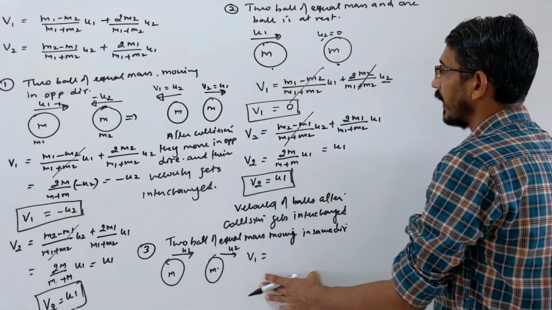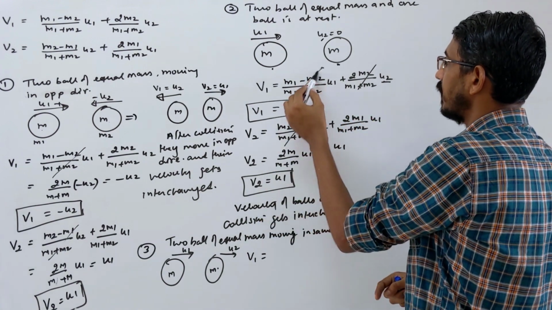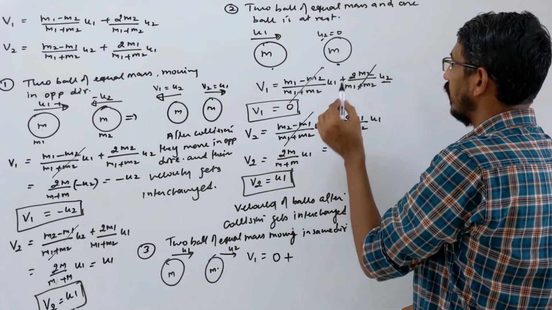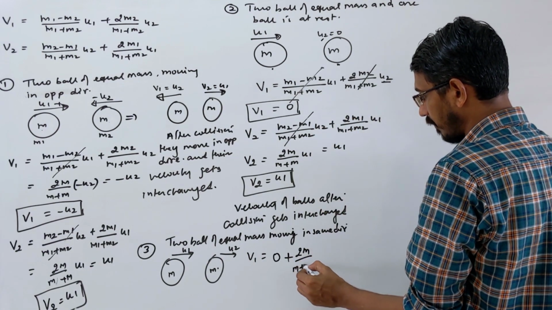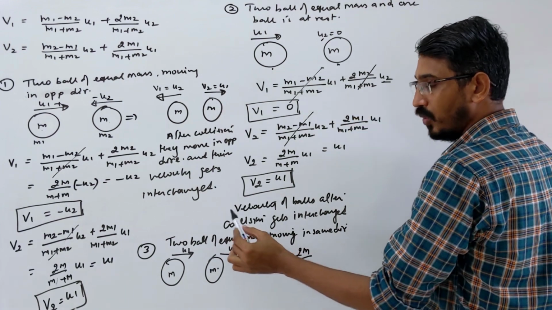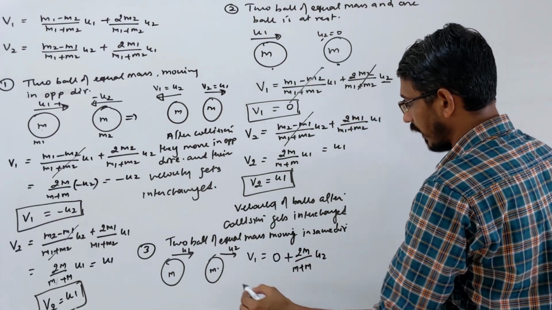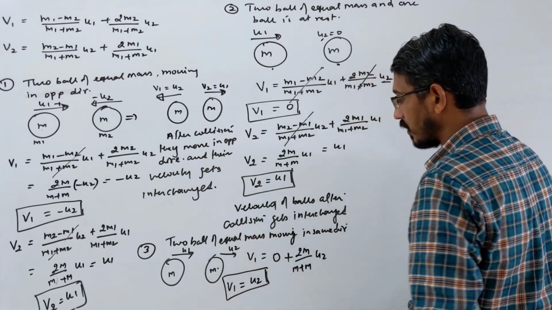So I am not writing the formula again, look at this formula only. In this formula again this term will be 0, since m1 minus m2 is 0. Second term, 2m upon m plus m into u2. So this gets cancelled. If you see carefully, v1 is simply coming u2.